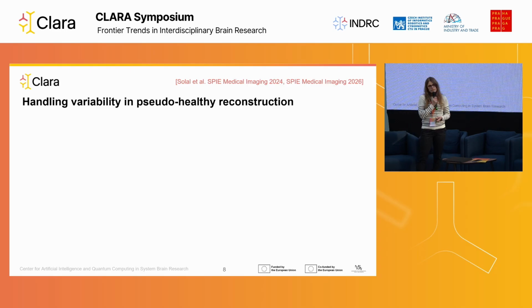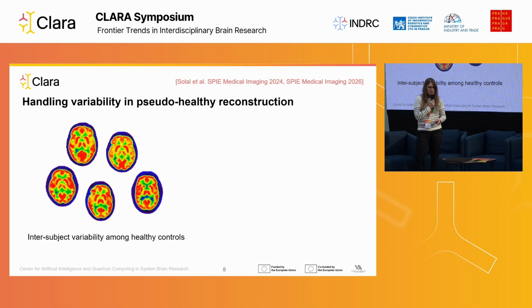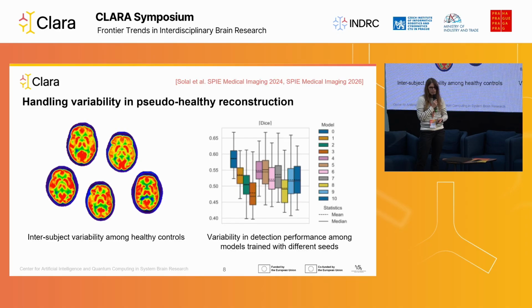We are also interested in how to handle variability that arises in pseudo-healthy reconstruction because of the variability that exists within healthy controls, but also variability that arises from the modeling itself. So first, we proposed a way to explicitly model variability that exists within healthy controls. So we explicitly modeled this within our reconstruction process.